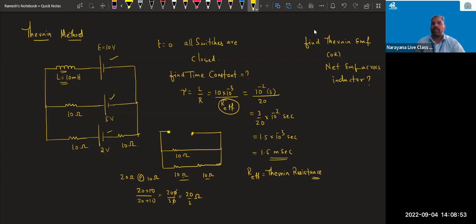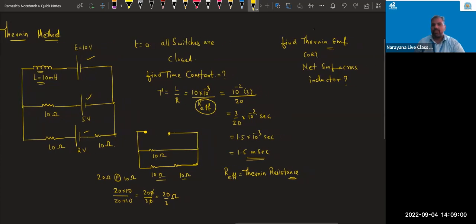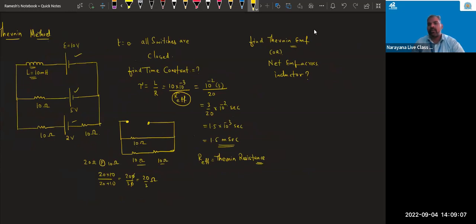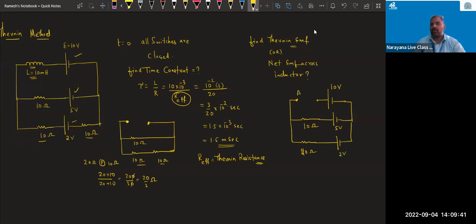Now I will explain net EMF across inductor or Thevenin EMF. This method is important. You listen very carefully. After that, one problem I will give, you have to do it. Are you ready? Okay, so inductor as usual you short it. Short it means you remove it, and cells will be there, 10 volt. And this is 10 ohm. This is 5 volt. This is 10 ohm. 10 ohm plus 10 ohm, how much? 20 ohm. So directly I am writing 20 ohm, and this is 2 volt.